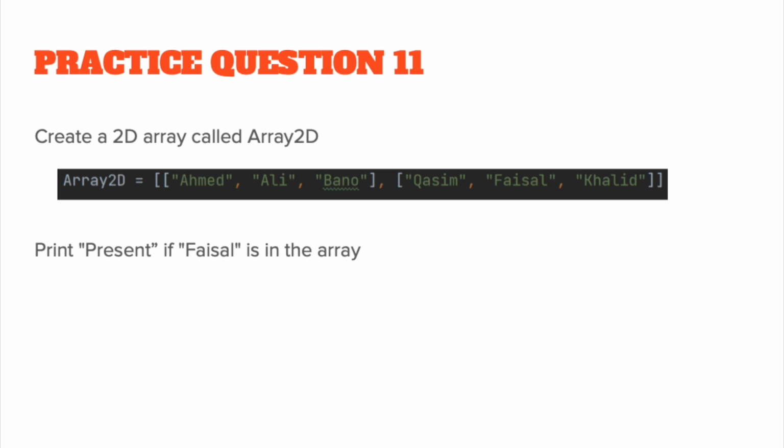So practice question 11, you're asked to create a 2D array called array2D. It should have the following values. Print present if Faisal is in the array. Now you can automatically see Faisal is in the array. What I want you to do is work out a way of the computer telling you that Faisal is present in the array. So there will be a selection in there somewhere as well, especially in your nested for loop. Pause the video, have a go, and then continue.